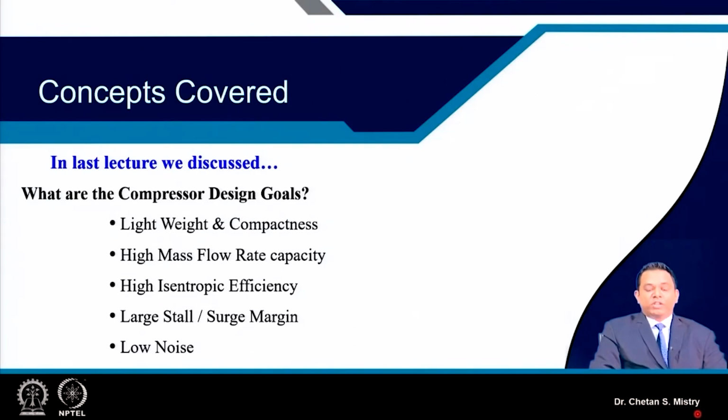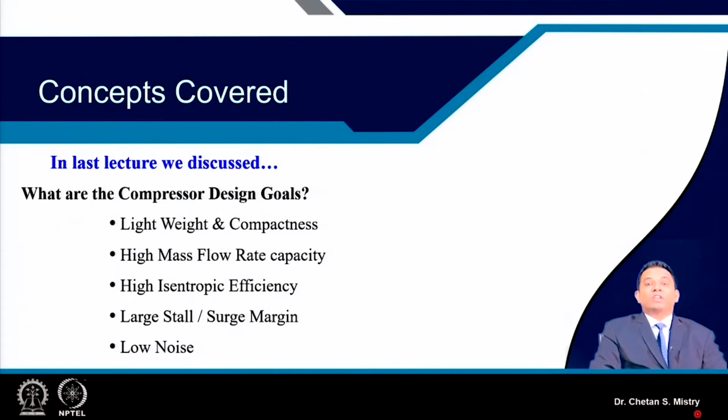Then we were looking for high mass flow rate capacity. There we discussed that the design flow coefficient needs to be higher. If we are going for a higher design flow coefficient, we have realized we face difficulty in the sense of operation, that's what we call hysteresis, and that restricts our flow coefficient decision. The next possible parameter is to increase your intake area or increase the diameter.